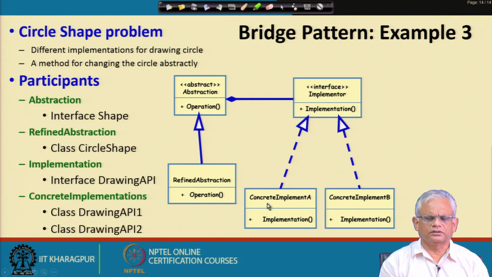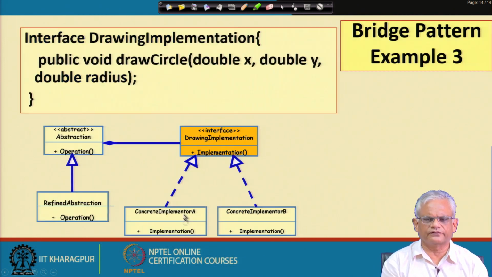So, here these are the classes which participate in this pattern: the abstraction, which is the interface; refined abstraction, which is the concrete circle class; then we have the implementation, which is the interface, and then the concrete implementations, which use different drawing APIs for different platforms. Now, let us try to see the code, the Java code.